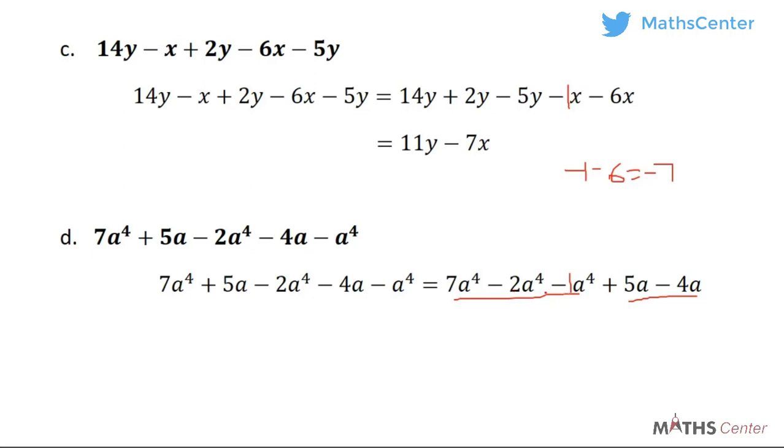So you are going to have 4a raised to the power 4. Then we come to the second part. We have 5a minus 4a. So we are going to have 5 minus 4, and that is 1. So we are going to have 1a here. And once again, remember that if you have 1a, it is written as a. So our final answer is going to give us 4a raised to the power 4 plus a.